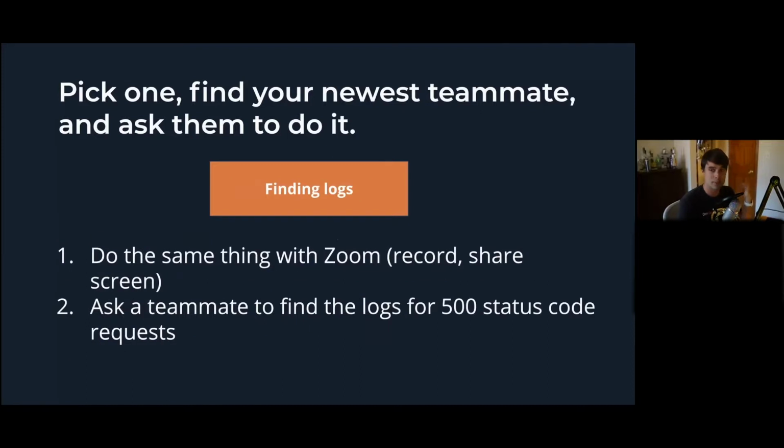There's another one you can break down: finding logs. Do the same thing with Zoom, record and share screen, and ask a teammate to find all the logs for 500 status code requests. Because the last thing that someone needs to be learning during an incident is Lucene syntax. Are we doing status underscore code or status uppercase C code, or what is the index name? There are a lot of things that slow you down during incident response. And those are the minute details, and the shavings of those make a pile of time that can really hamper your process. It's important to practice the techniques.